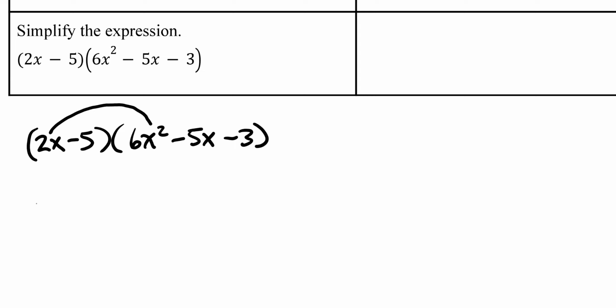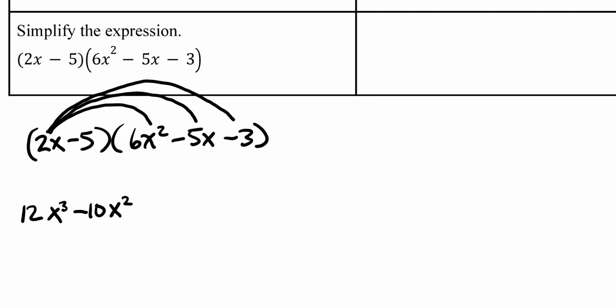2x times 6x squared. 2 times 6 would be 12. x times x squared would be x to the 3rd power. And then 2x times negative 5x. A positive times a negative would be negative. 2 times 5, 10. And x times x is x squared. And then I've got 2x times negative 3. Again, a positive times a negative is negative. 2 times 3 is 6. Then with the x, that's 6x.